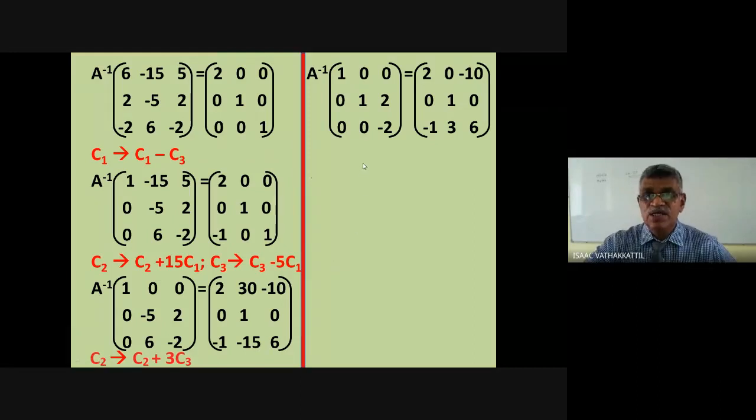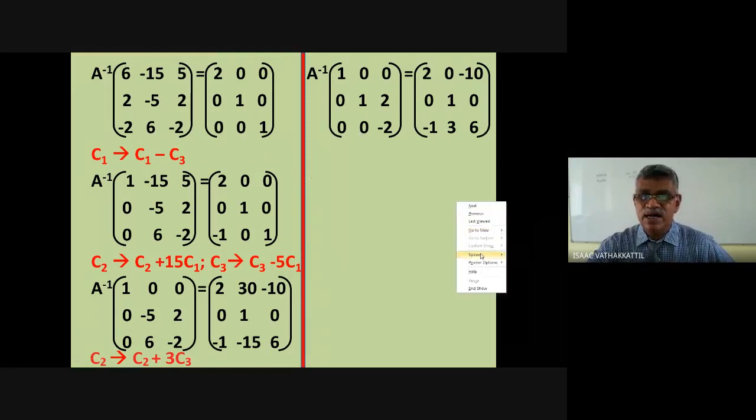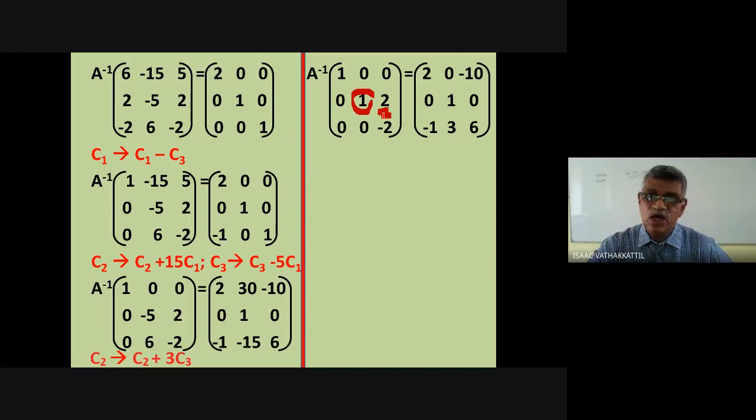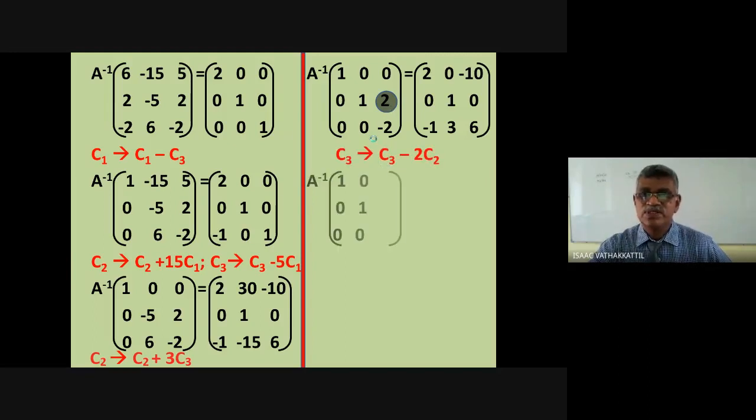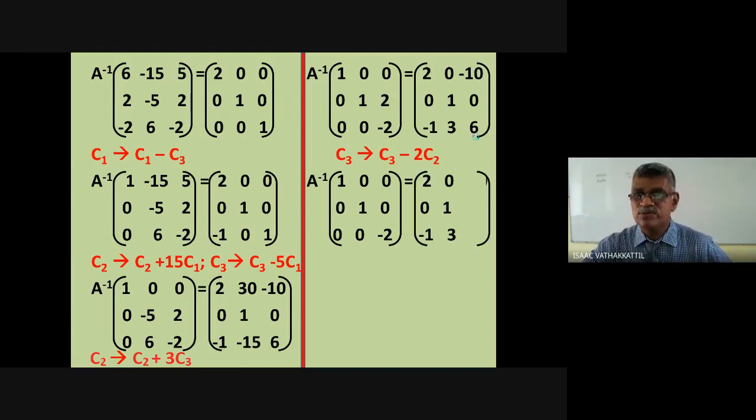What is left out? Using this 1, I have to make this 0. How will I make it? C3 changes to C3 minus 2C2, so that this becomes 0. C3 minus 2C2, no other change: 0, 0, minus 2. C3 minus 2C2 here, so this will become minus 10 minus 2 minus 2, that is 0 now.